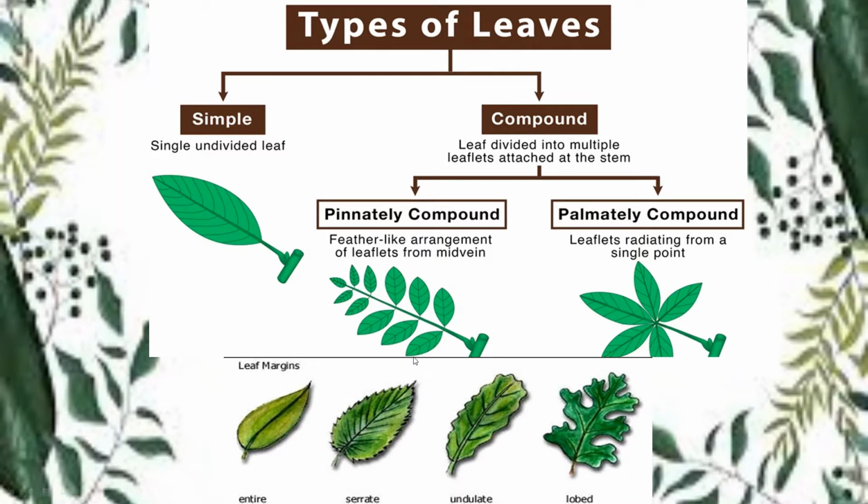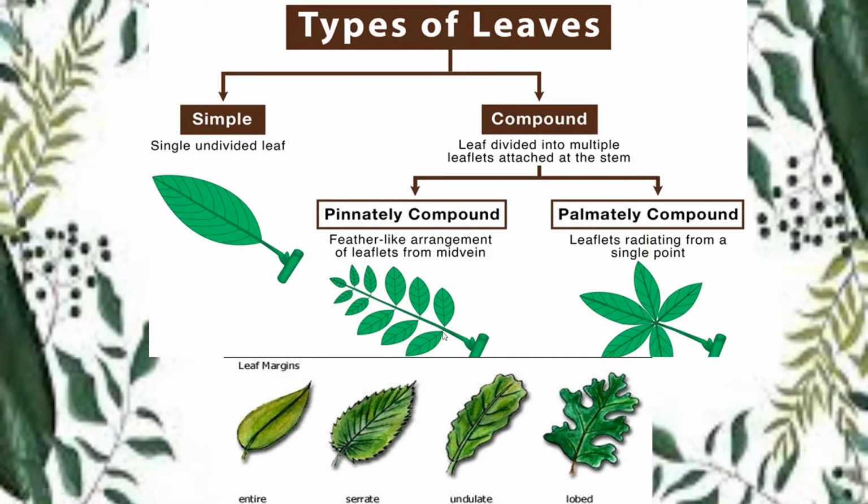leaflets arising like this. But in palmately compound leaf, the leaflets are radiating from a single point. This is again the midrib. From this single point, see, this is one point, and from this single point the leaflets are emerging or radiating. Means they are radiating from the single point. But here no, it is a feather-like structure.